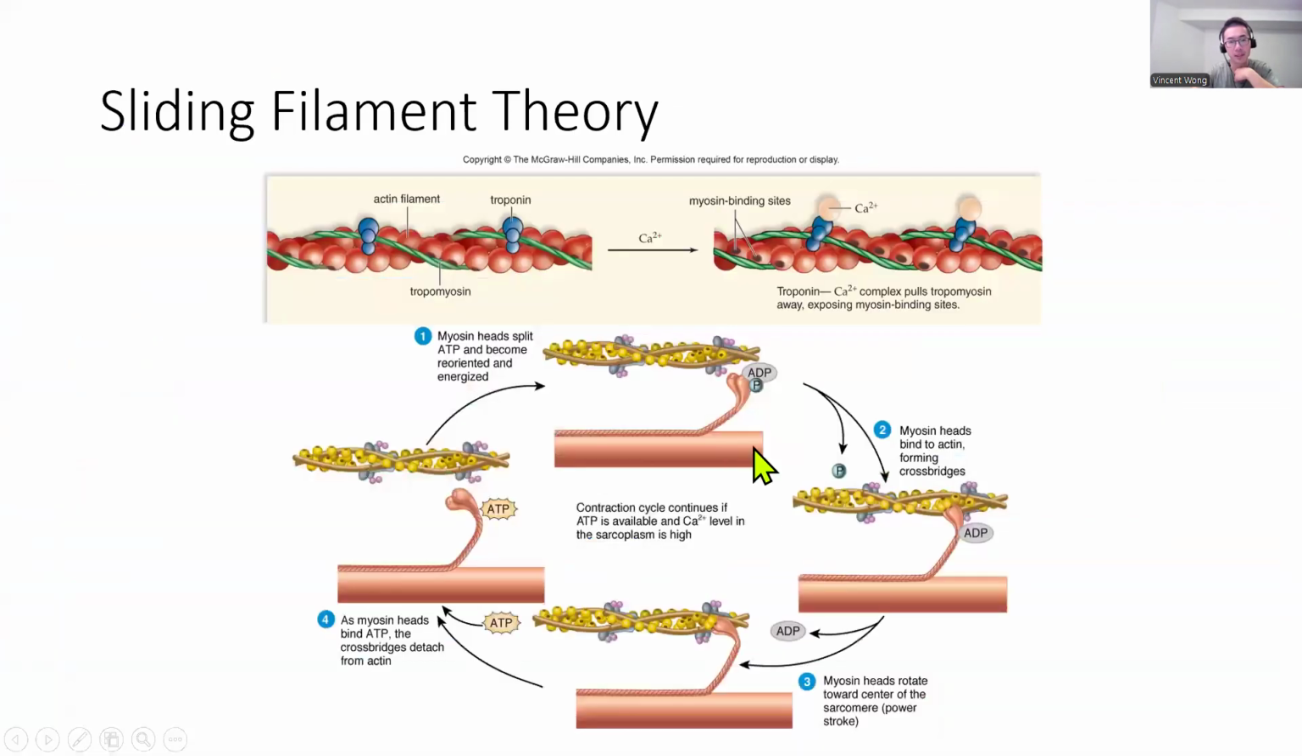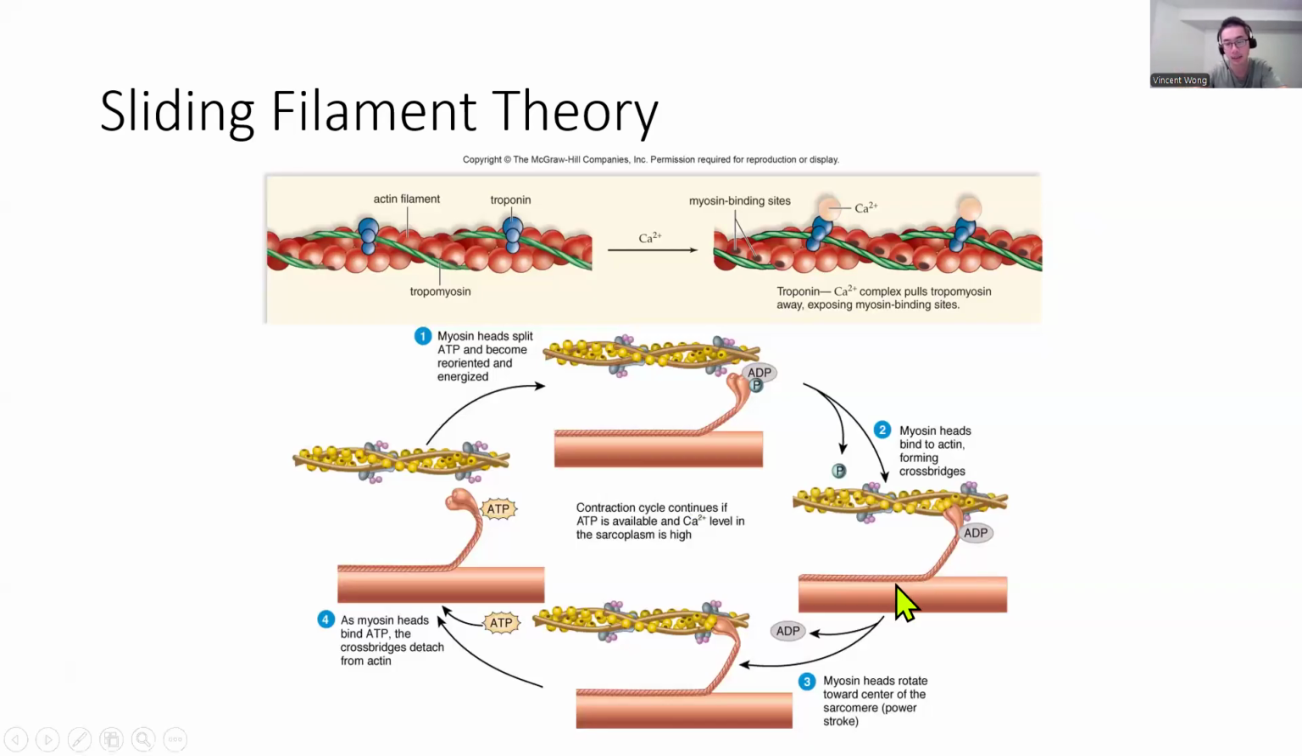Now let's take a closer look at this. This is called the sliding filament theory. Basically, I'll read it to you. It's pretty straightforward. For this to happen, the myosin head splits ATP and becomes reoriented and energized. Of course, this requires energy input, right? So that's where the ATP goes in the body for muscle contractions. The myosin head cocks into position and it's ready to grab onto the actin.